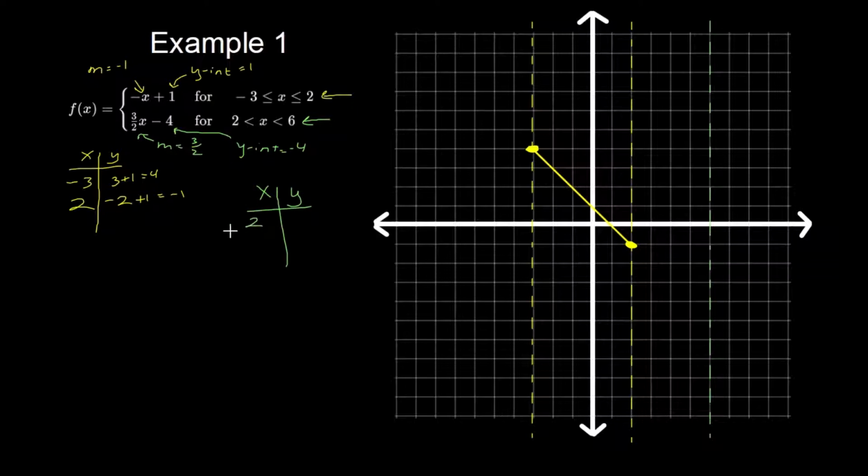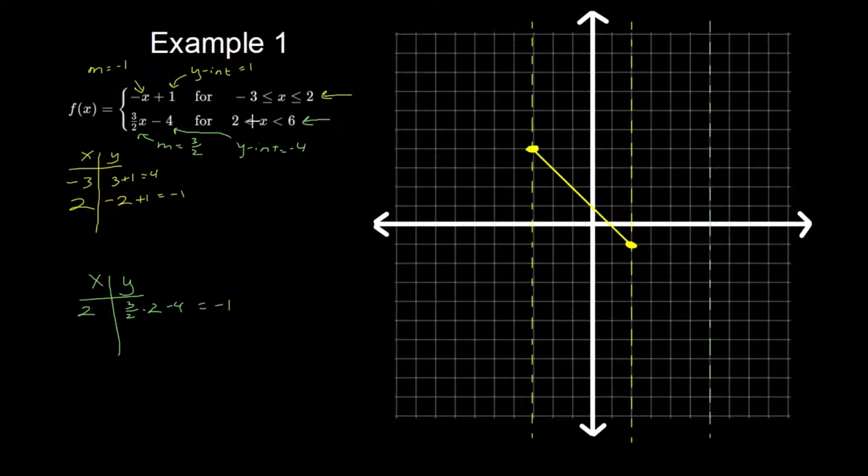So I'm going to go ahead and plug in 2. I get 3/2 times 2 minus 4, which, let me scoot this down, give myself a little bit more space, ends up being 3 minus 4, which is negative 1. The point (2, negative 1) is on my graph.